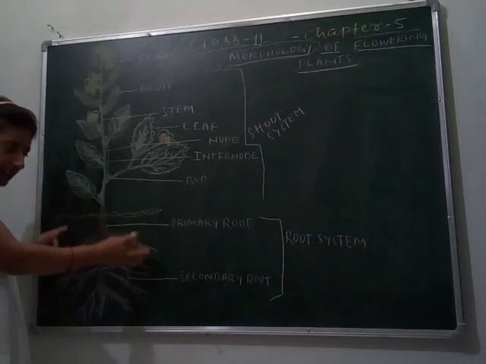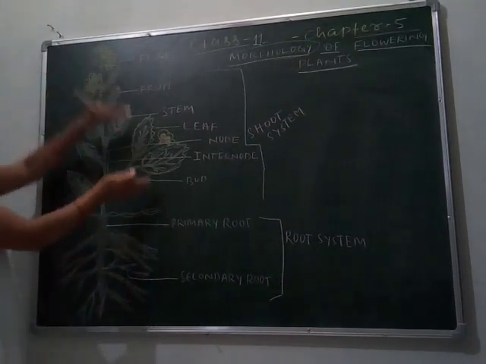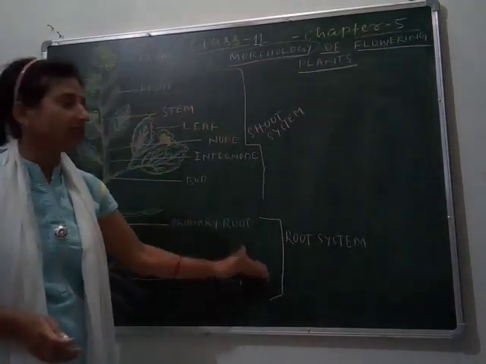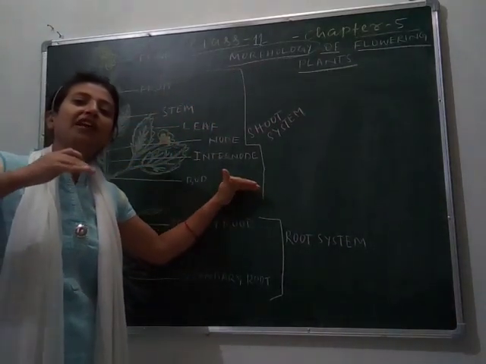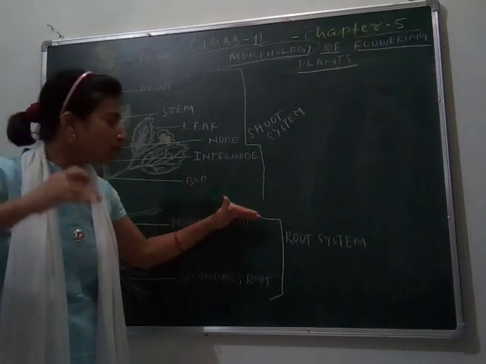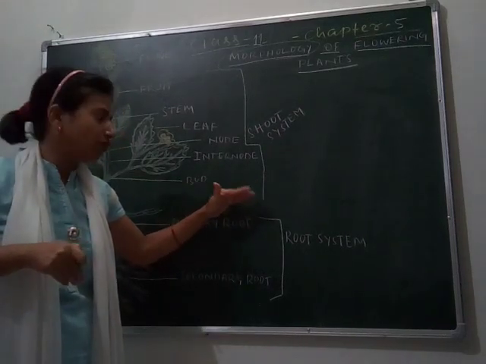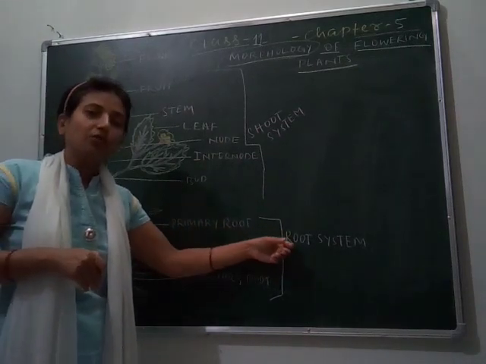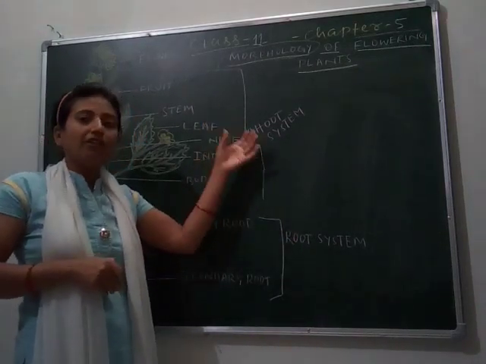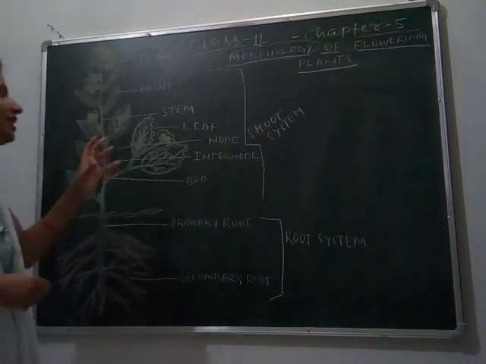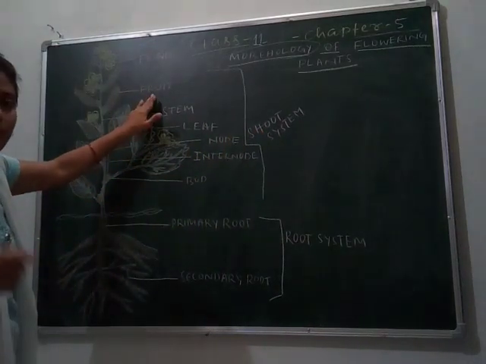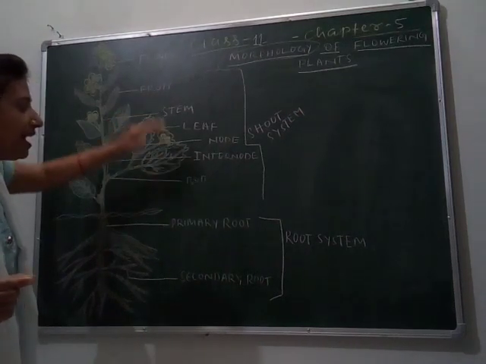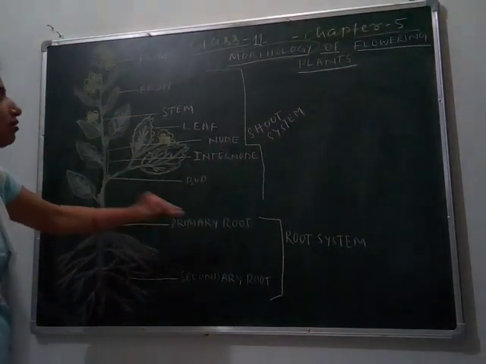Okay, these are the external parts, and the complete plant is divided into the shoot part and the root part. The shoot is the part above the ground, and the root is the part under the ground. So let's see which parts of a plant constitute the shoot system, and which constitute the root system.